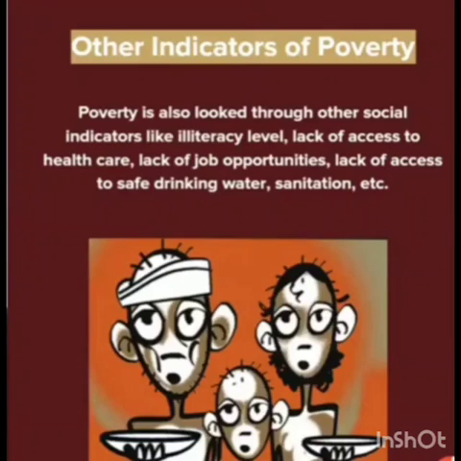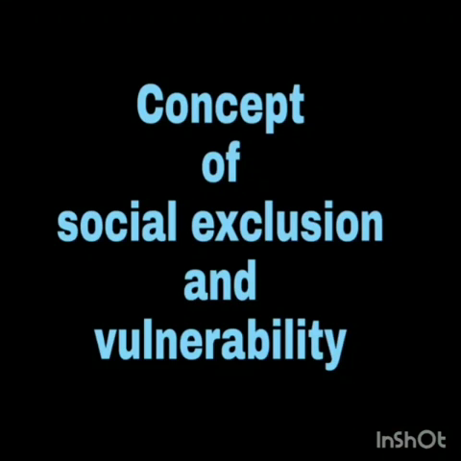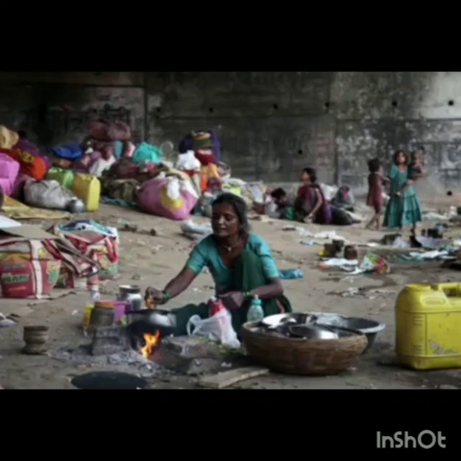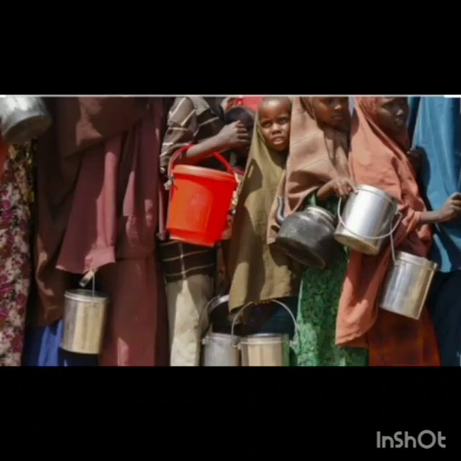Social scientists these days are concerned about the concept of social exclusion and vulnerability. Now, what is social exclusion? According to this concept, poverty must be seen in terms of the poor having to live only in a poor surrounding with other poor people. They are excluded from enjoying social equality.